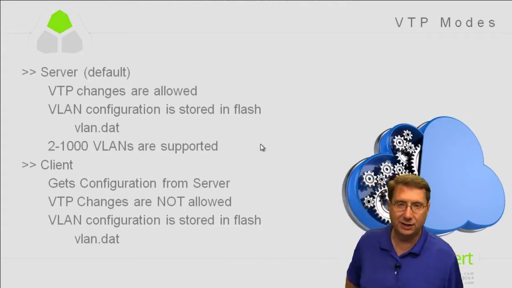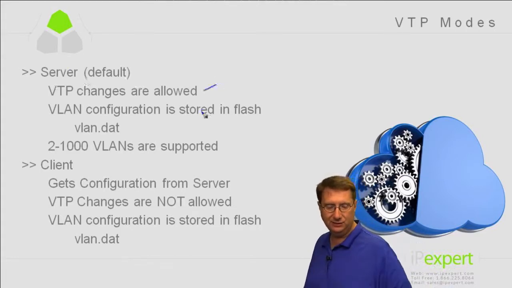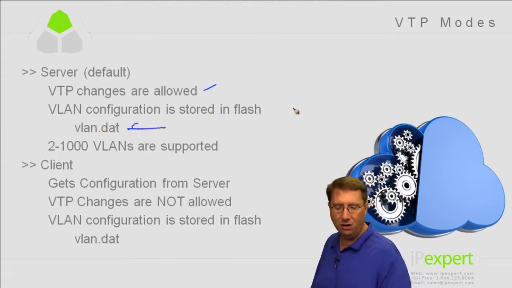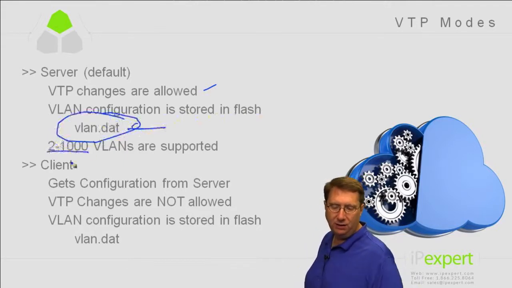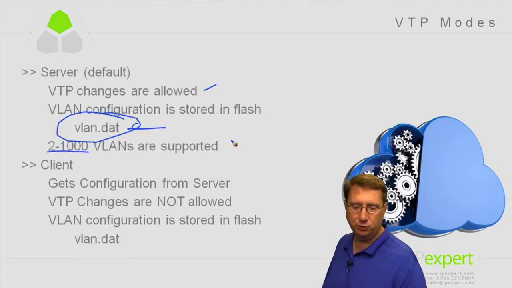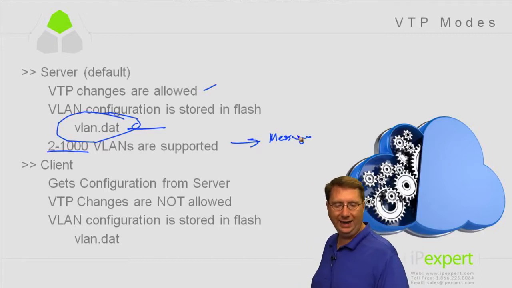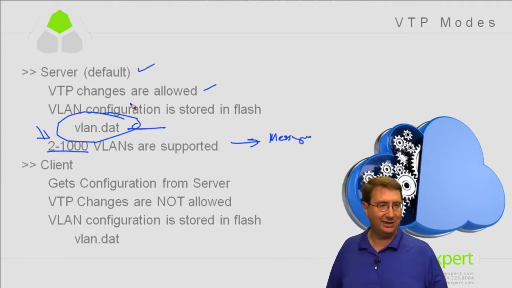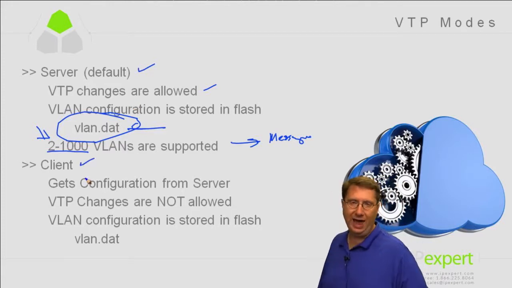So looking at this, let's go through it cursorily. Like I said, server gives me the capability of being able to create VLANs. VLAN configuration is stored on flash in a file called VLAN.dat. We have the capability of supporting the range of VLANs via VTP, which means we're sending messages out that are communicating the identity of VLANs in the range of 2 to 1000. That's on a server. And the other thing is every device in our infrastructure is going to be a server by default.